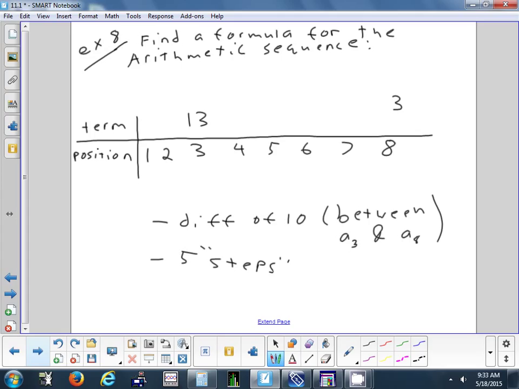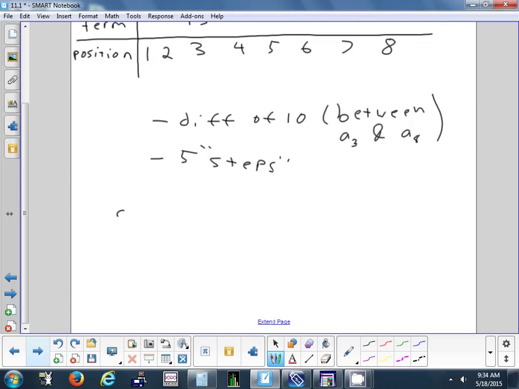So if we have a difference of 10, and we're doing that in 5 steps, what are we adding or subtracting each time? If it's getting smaller, we're subtracting. If it's getting bigger, we're adding. Yeah, this time just take 10 divided by 5. Gives me 2. Since it's going down, we're subtracting 2. So this time, our common difference is negative 2.